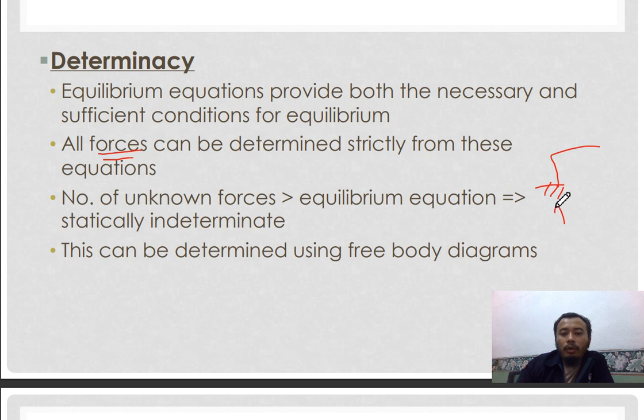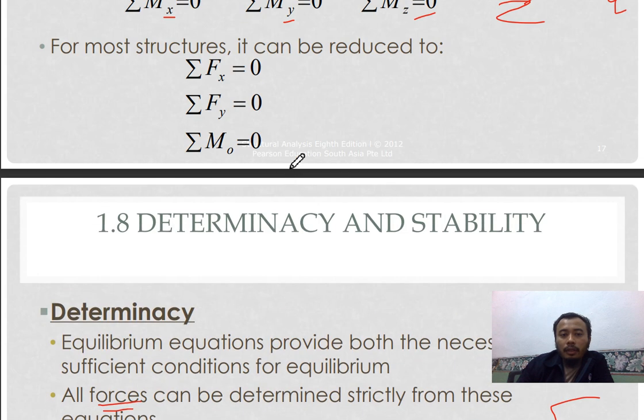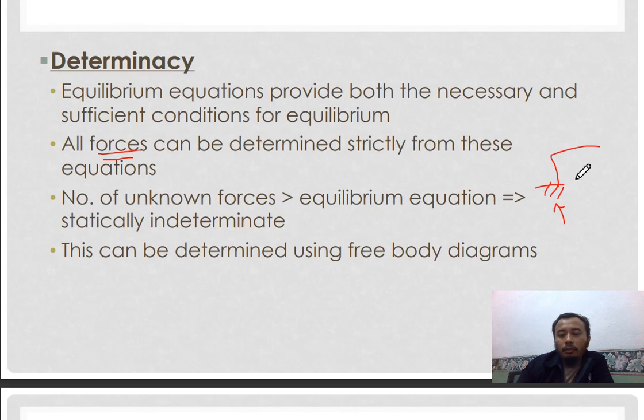If the number of unknown forces is greater than the equilibrium equations... For example, in this one we have these three: Fx, Fy, and moment at the support. So the number of equilibrium equations we have is 3, and the number of unknown forces we have here is also 3. So they are equal. If it is equal, it is statically determinate.